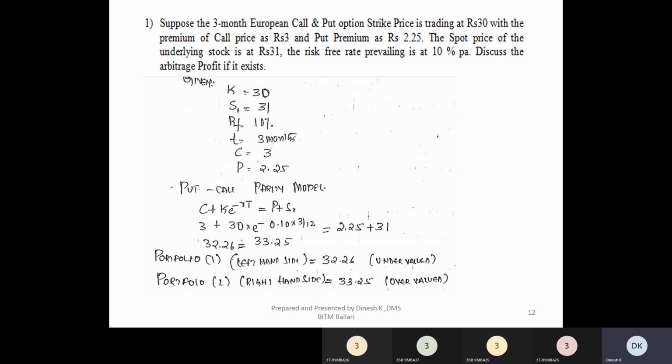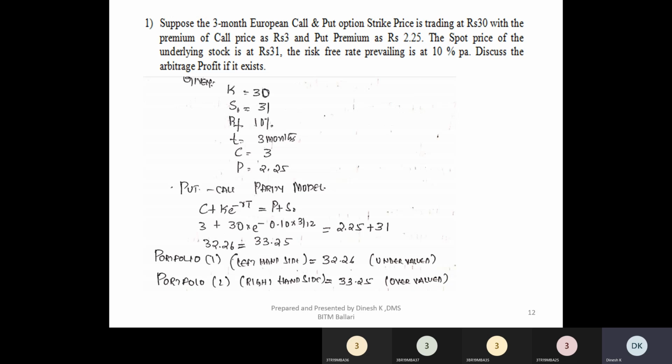So K stands for the strike price, which is 30 for both the call and the put. S naught is the spot price that is being given as 31, and the risk free rate is being given as 10%, and the time to expiry of the contract is 3 months. Call premium is 3 and the put premium is 2.25. Fine. So put call parity.